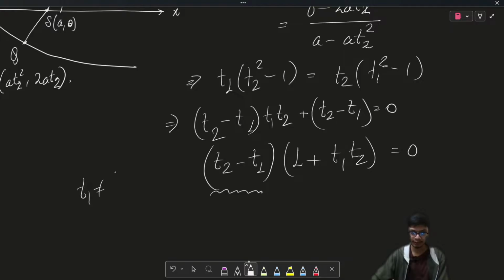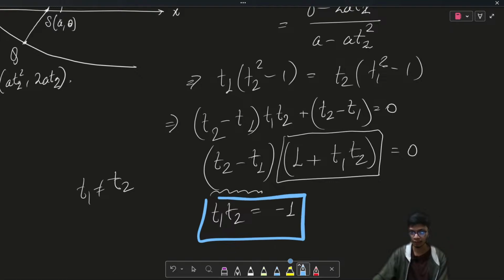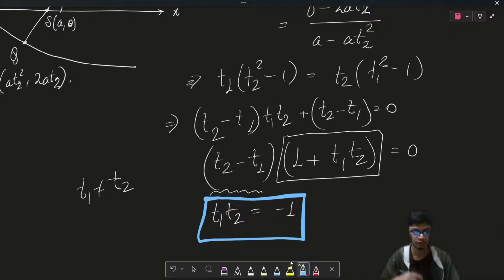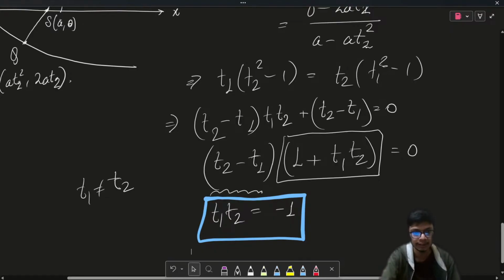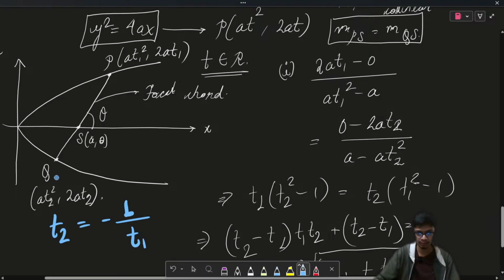Now since t1 and t2 are different, t1 cannot be equal to t2. Therefore, the only way it is possible is that t1 t2 becomes equal to minus 1. So for any focal chord, the important condition to remember is that t1 times t2 should be equal to minus 1. So if my point P is given by parameter t1, then the point Q is given by the parameter minus 1 upon t1. So this t2 is equal to minus 1 upon t1.